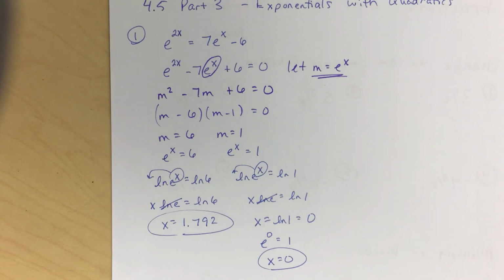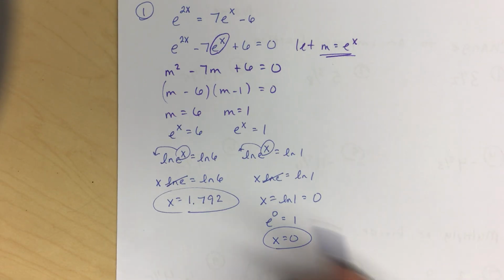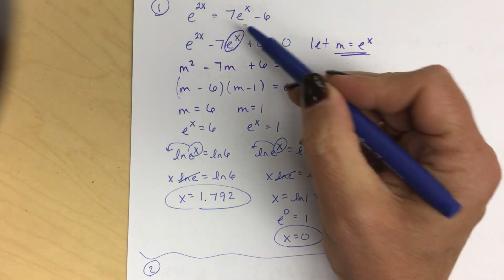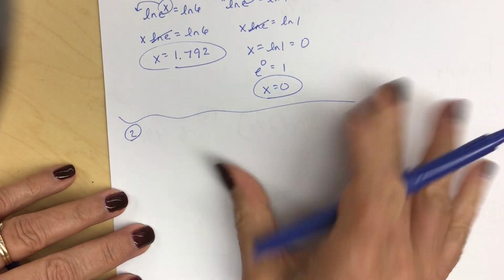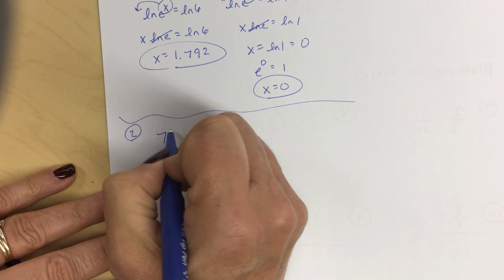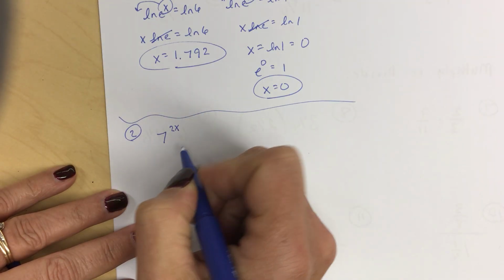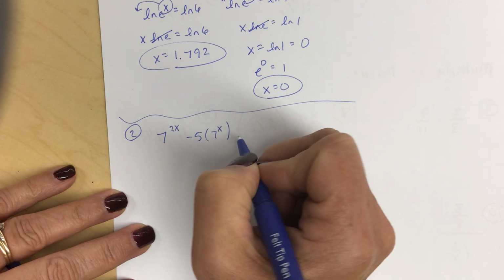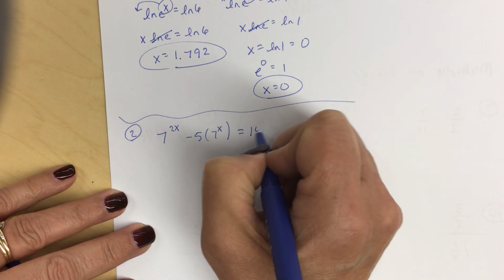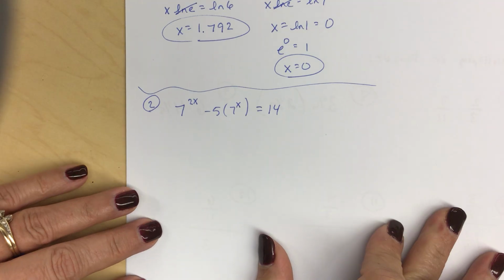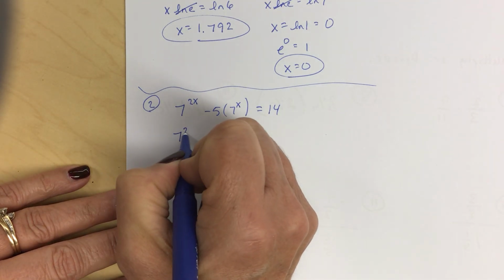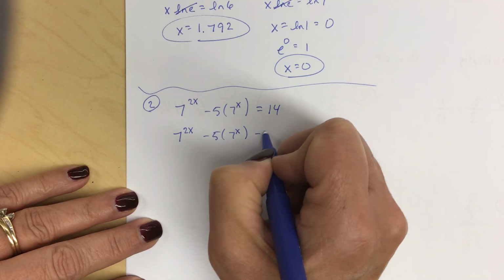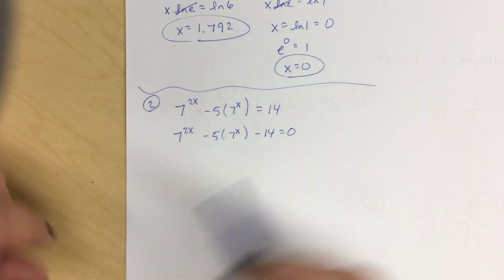Okay, so that's kind of the trick to doing those. Another example of that, because this is with e as the base, it could be anything. So we could have 7 to the power of 2x minus 5 times 7 to the x equals 14. So we've got to set that equal to 0. So 7 to the 2x minus 5 times 7 to the x minus 14 equals 0.